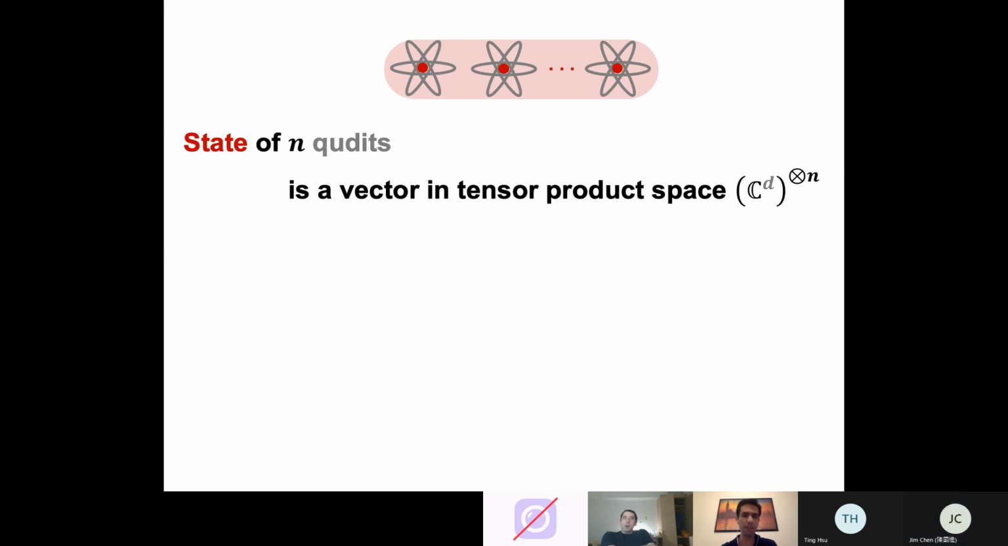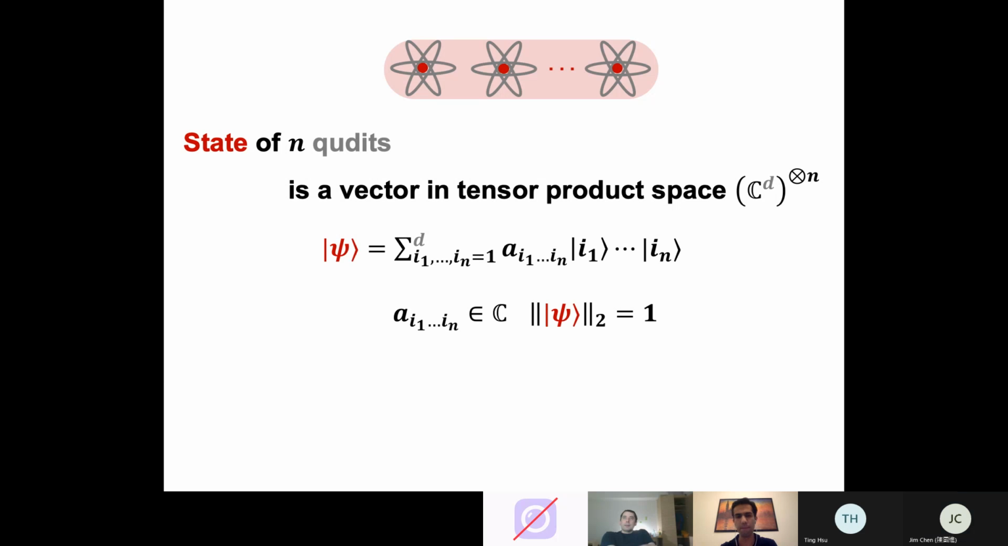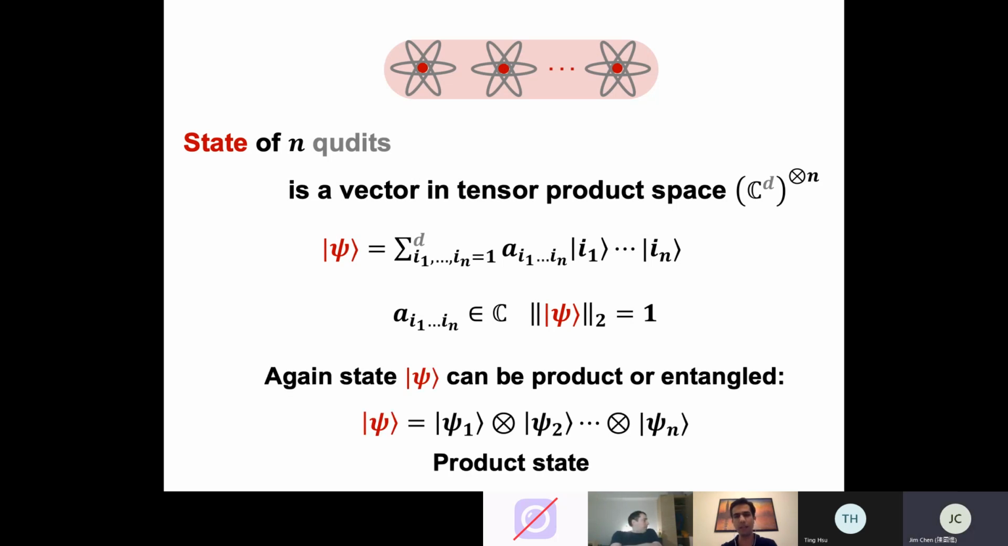We can similarly consider the state of n qubits, which is defined as a vector in a tensor product of n d-dimensional complex spaces. And as in the case of n equals 2, the state psi can be product, meaning it can be factored as a tensor product of n vectors, or entangled, meaning there is no basis in which psi is a tensor product of n vectors.